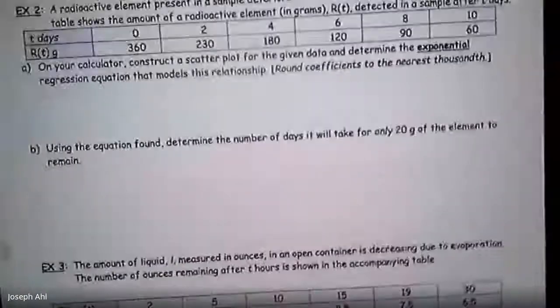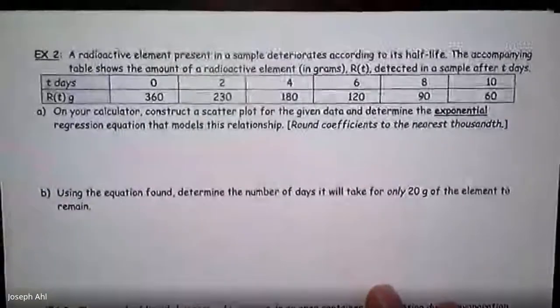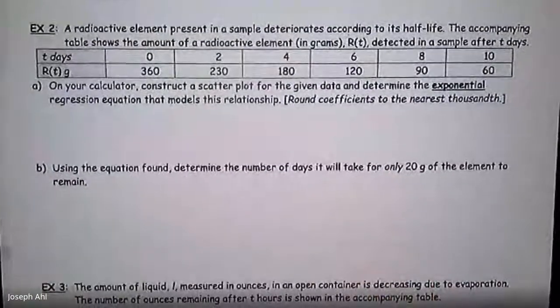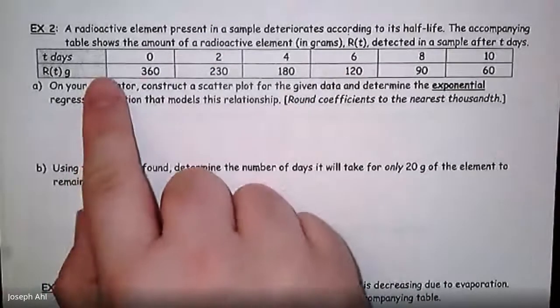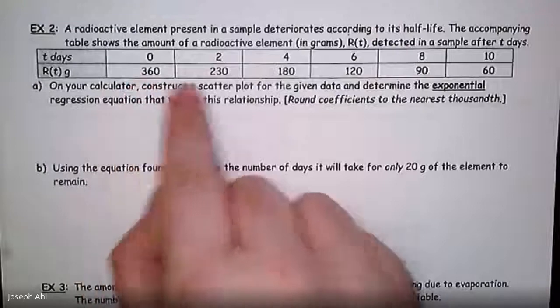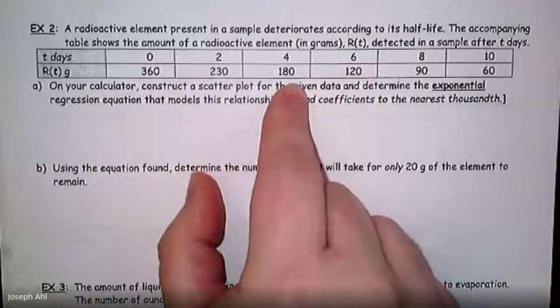All right, on the next page, we've got an example of a radioactive element present that deteriorates according to its half-life. We have done half-life examples this year, so I'm hoping that's taking you back to our unit on exponential functions. So here's the table of the number of days that have elapsed and then the amount of that radioactive element that's left after those days have gone by.